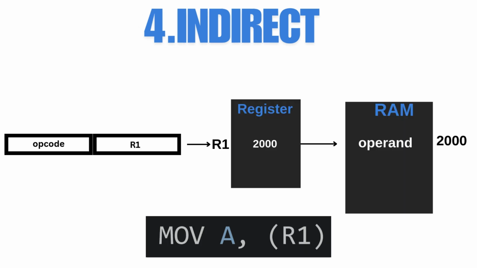Here, move is the opcode. A is the destination register, and R1 inside the brackets indicates that R1 holds the memory address of the operand. Suppose R1 contains the value 2000. This means that the memory address 2000 holds the actual operand. The CPU will go to address 2000 in memory, retrieve the value stored there, and load it into register A.